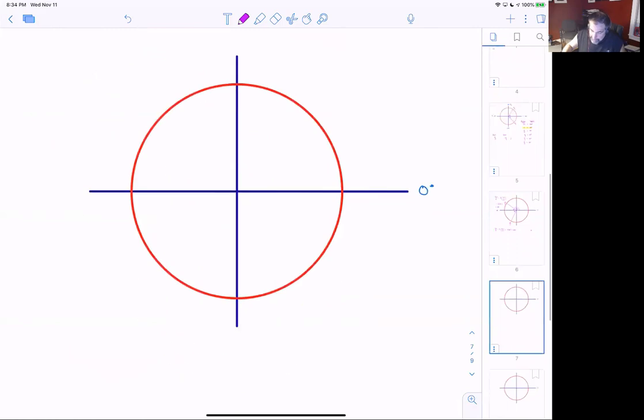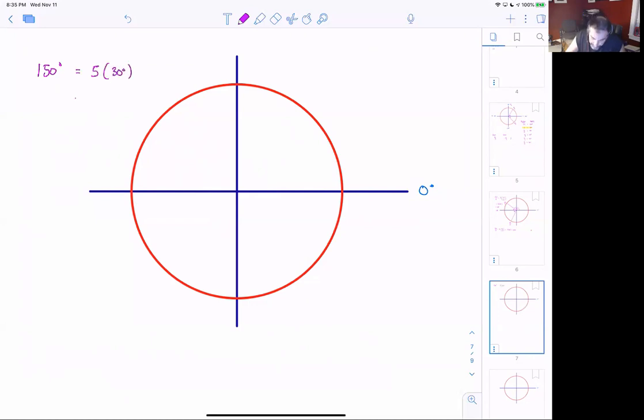What happens if they ask you to take a degree measure and change it into a radian measure? So let's say you had 150 degrees and you want to change it into a radian measure. Well, the way I think about it is I use those special angles again. Which of my special angles goes into 150? Well, I'm not going to think of this as 150. I'm going to think of this as 5 30-degree angles.